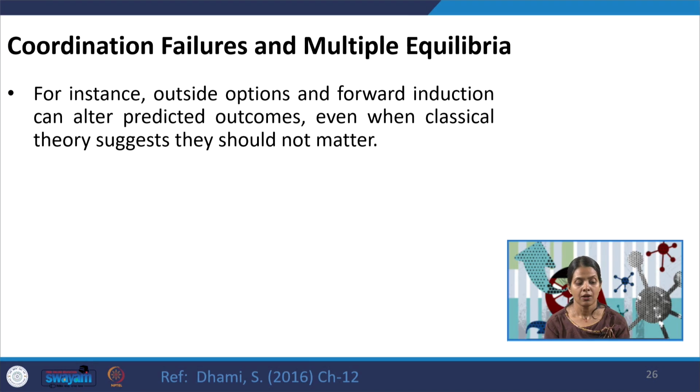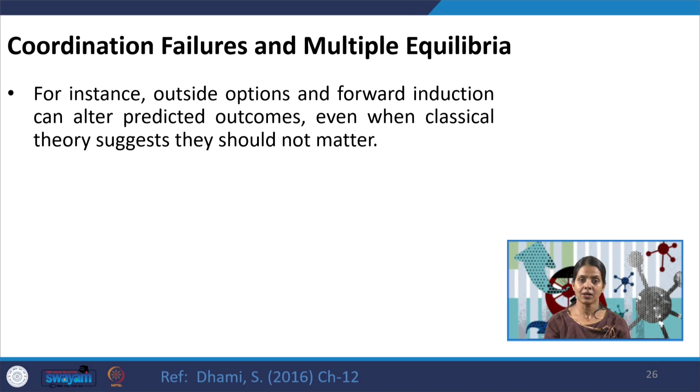For instance, outside options and forward induction can alter predicted outcomes, even when classical theory suggests that they should not matter. So, options that are outside of the game, but relevant to the game can also influence one's decision, but of course, they are not part of the formal game. So, certainly not considered by the game theory.